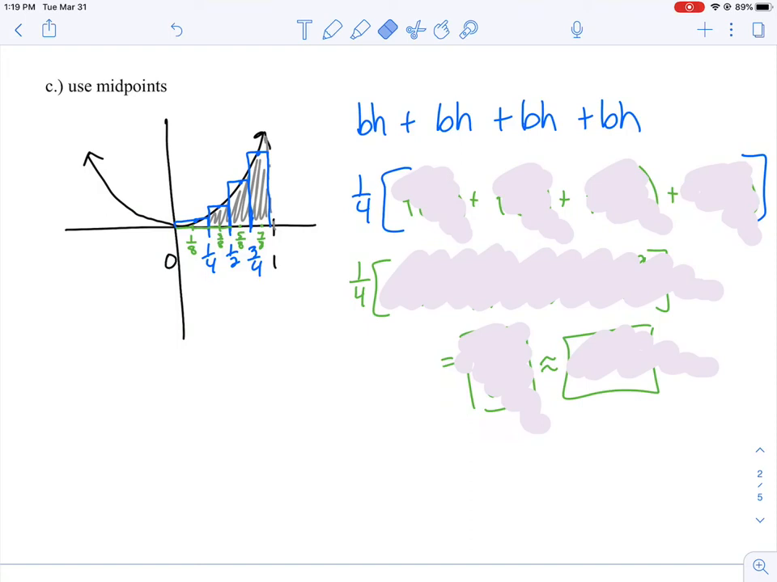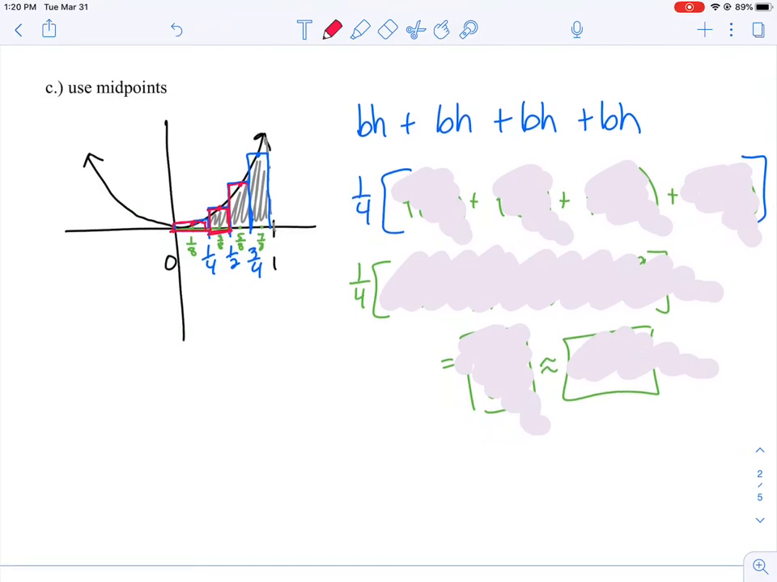If I draw a new picture and I want to go with midpoints, I'm going to take this first rectangle, think about where the middle is, follow it up, and draw my rectangle that way. I'm going to take my second rectangle, go from the middle, follow it up, and draw my rectangle as soon as my midpoint hits the function. Same idea for the third one, and same idea for the fourth one. And so now, some of my rectangles are above, and some of them are below. And so this approximation is going to be a little bit better than purely left or purely right.